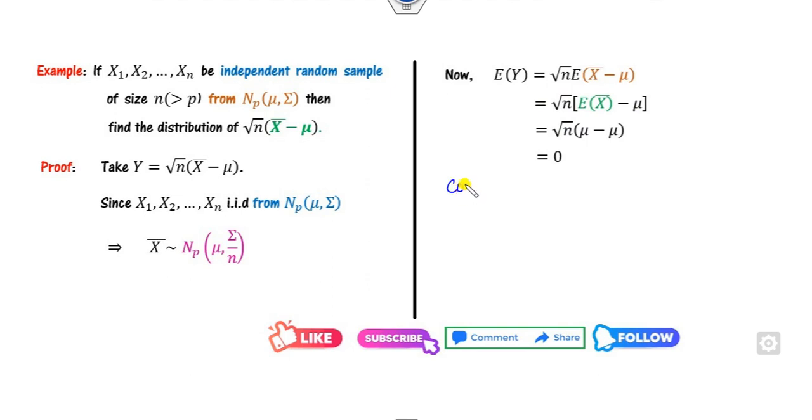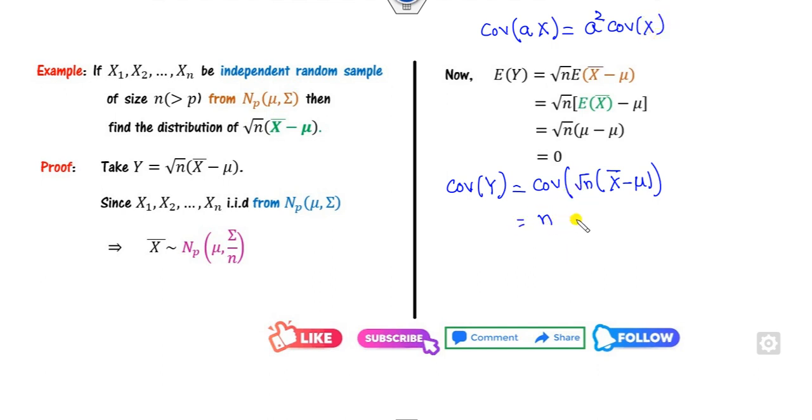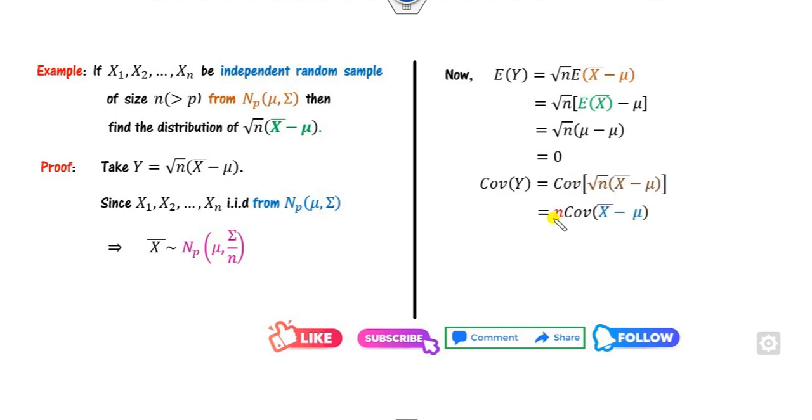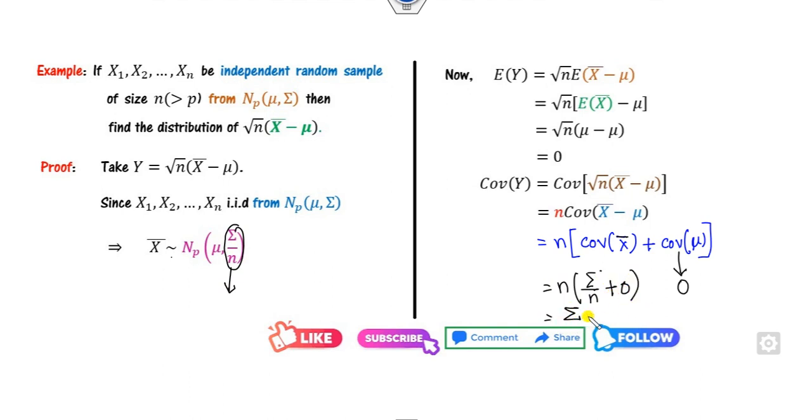Now, second, we have to find the covariance of y. I can substitute the value of y. y is root n times (x bar minus mu). Again, I can use the same property. What is the covariance of ax? It's a squared times the covariance of x. So n times the covariance of (x bar minus mu). Now, again, I can open them. It is the covariance of x bar plus the covariance of mu. Since mu is a constant value, the covariance of a constant is 0. And what is the covariance of x bar? It is sigma divided by n. So n sigma divided by n plus 0. So the result will be sigma.